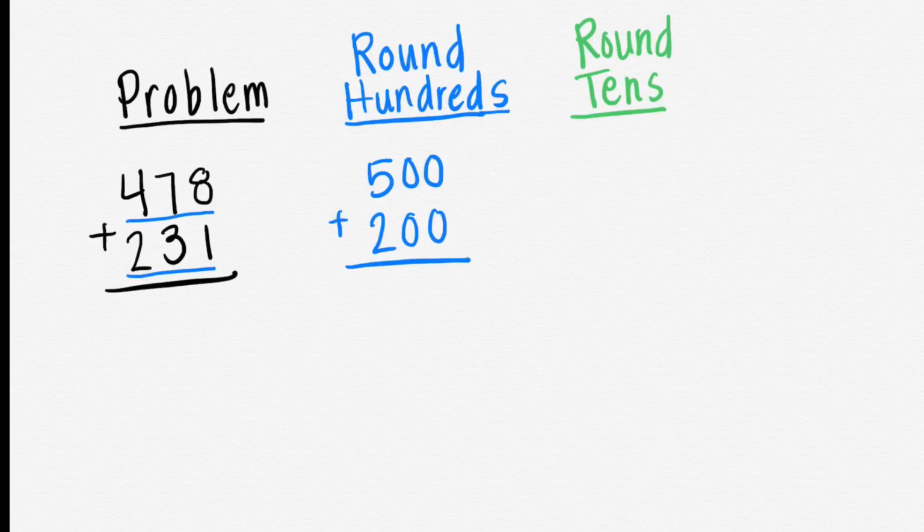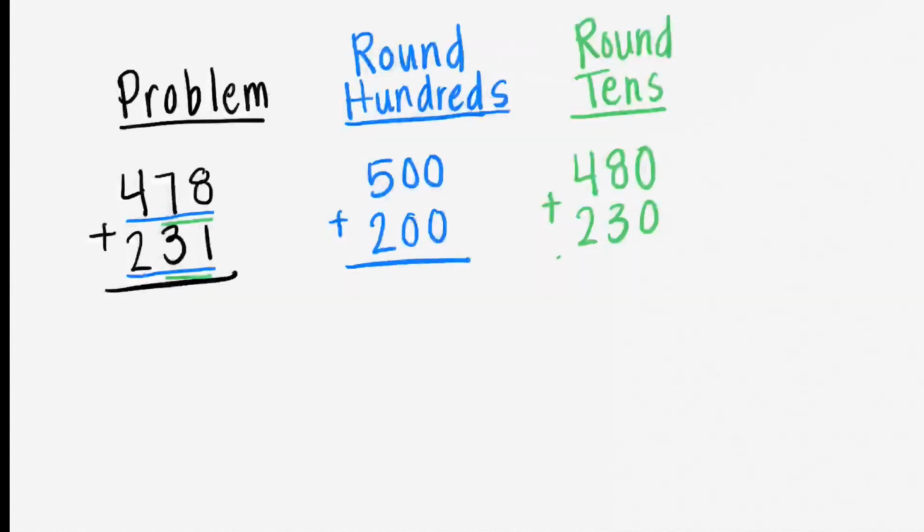Now, when we round to the tens, we're thinking 10, 20, 30, 40. So when we look at 478, we're only looking at the tens. Is 78 closer to 70 or 80? It's closer to 80 because it's over 75. And now we look at 231. Is 31 closer to 30 or 40? It's closer to 30 because it's before 35. So 231 rounds to 230 because 30 is really close to 31.